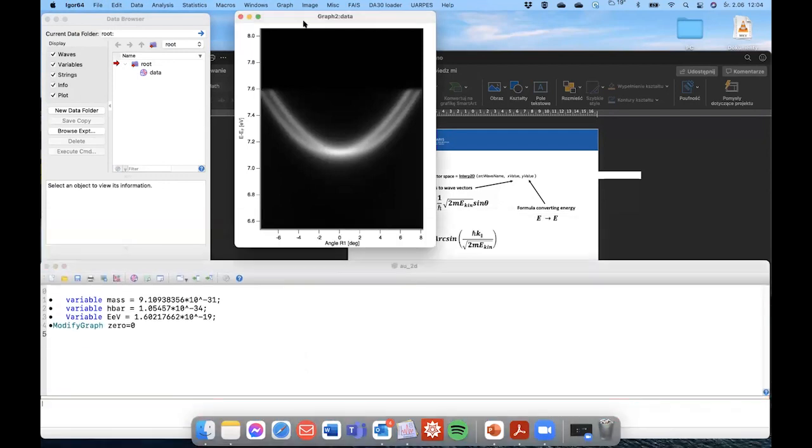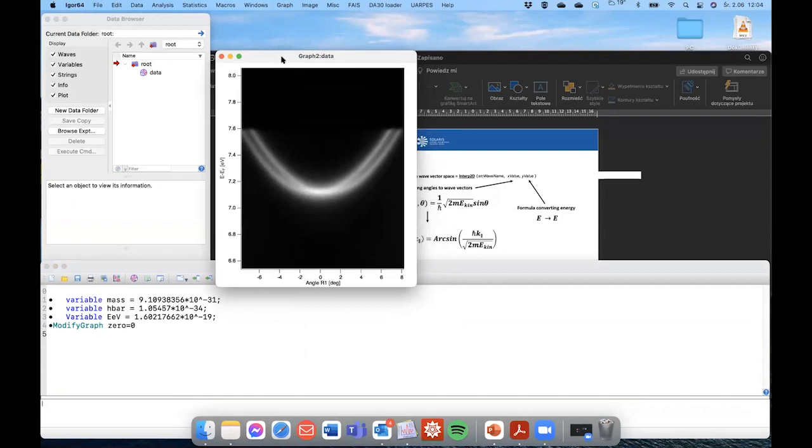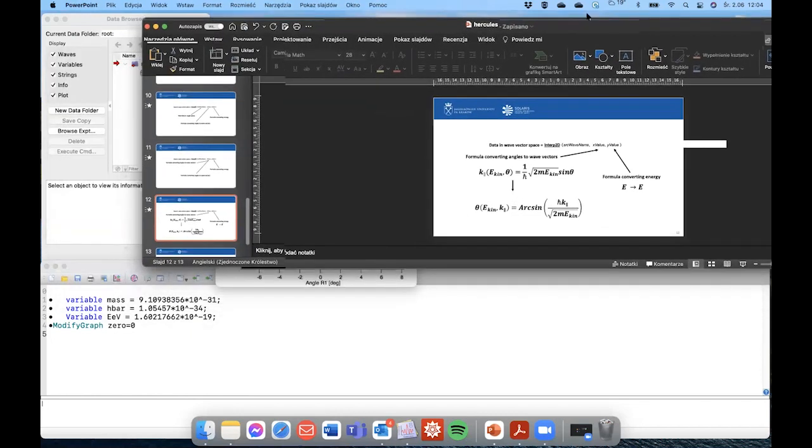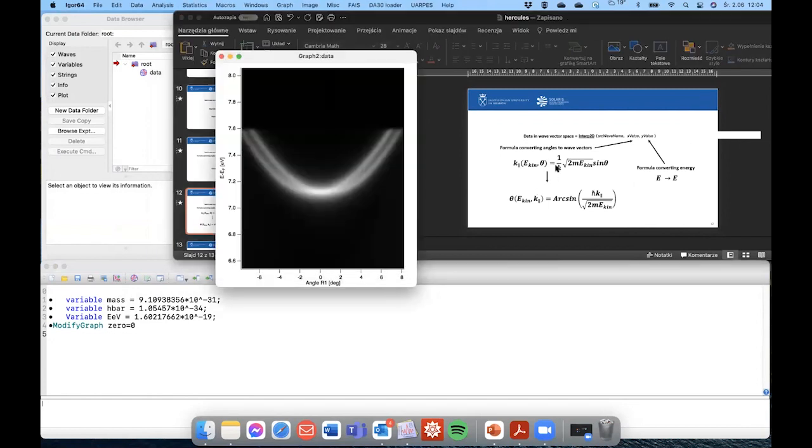Here you can see this raw data from our analyzer. Once again, it is this parabolic Shockley state on the gold sample. And once again, we would like to transform it to the K-space. So let's arrange this in such a way that we can see these equations.